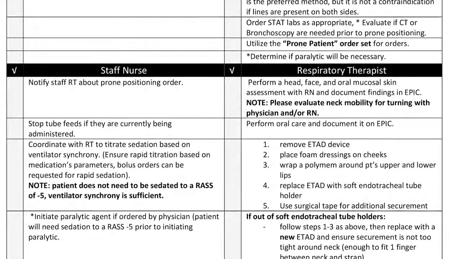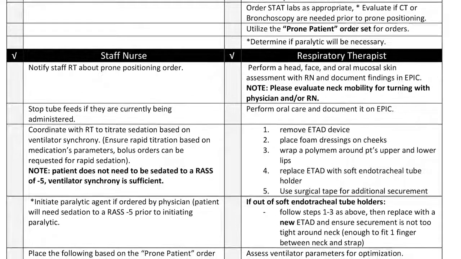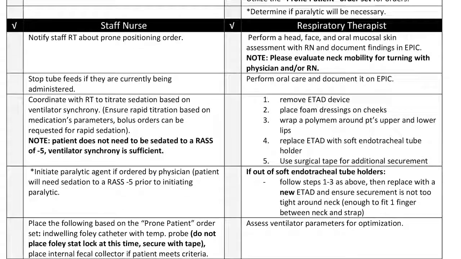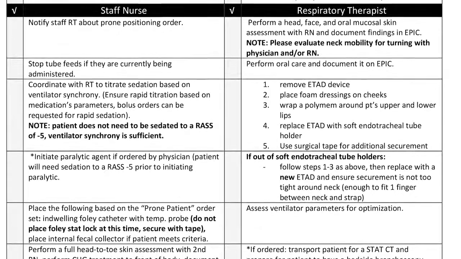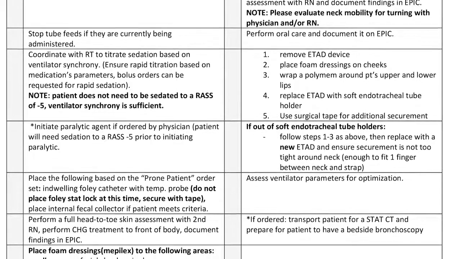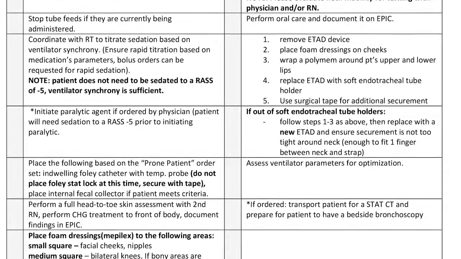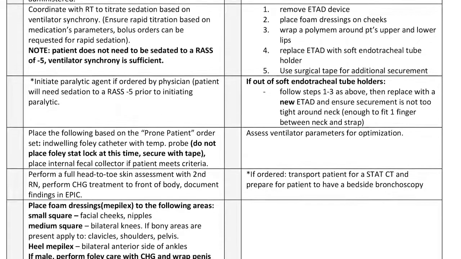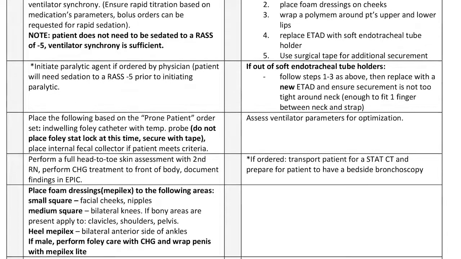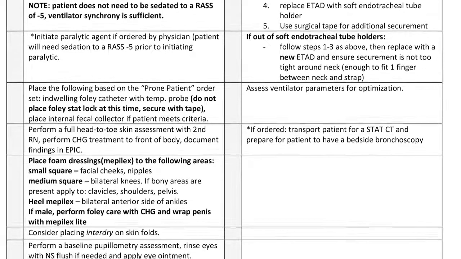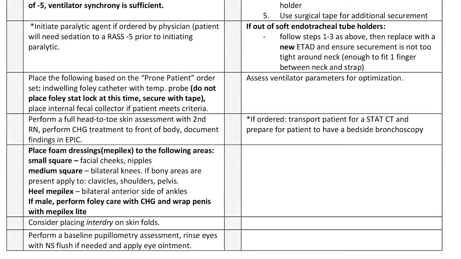The patient should be sedated according to ventilator synchrony. If the patient is sedated to a RASS of -5 and continues to display dysynchrony, a paralytic can then be administered. A head-to-toe skin assessment should be completed, documented, and foam dressings placed on bony prominences. Neck mobility should be assessed, and a new endotracheal tube holder should be placed with foam dressings under the holder on the cheeks to give added protection to the skin.